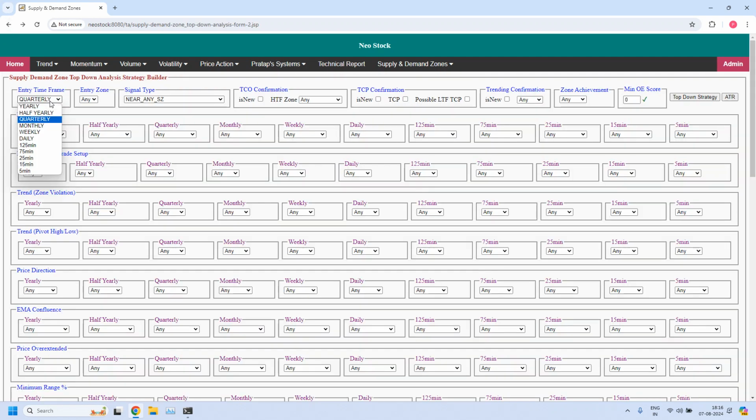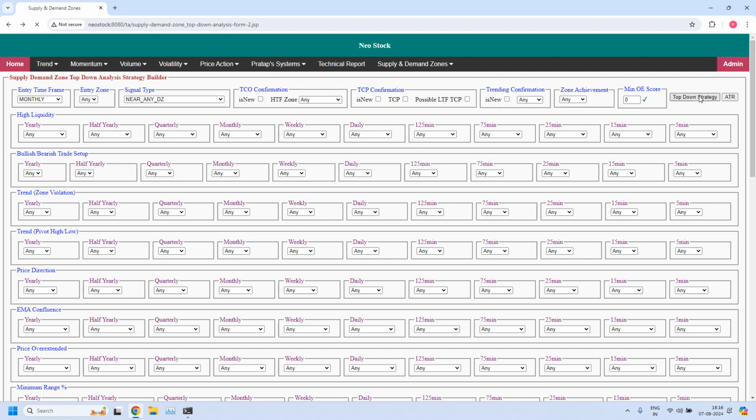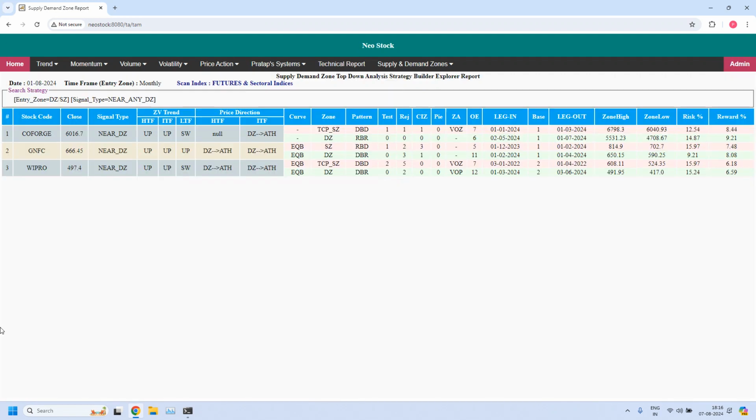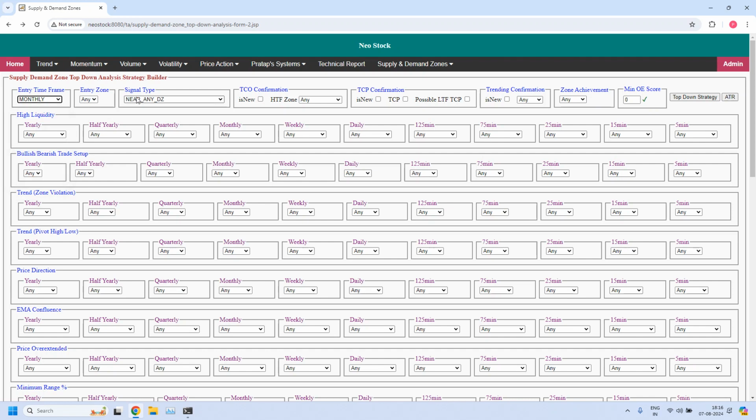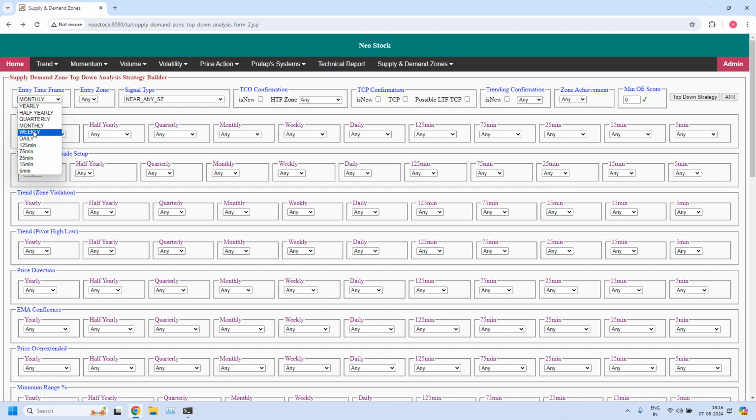And the next time frame is monthly. Let us find the stocks near monthly demand zone. 3 stocks are near to the monthly demand zone. And the next report for monthly time frame. Let us find the stocks near monthly supply zone. No stocks are available. Next time frame is weekly.